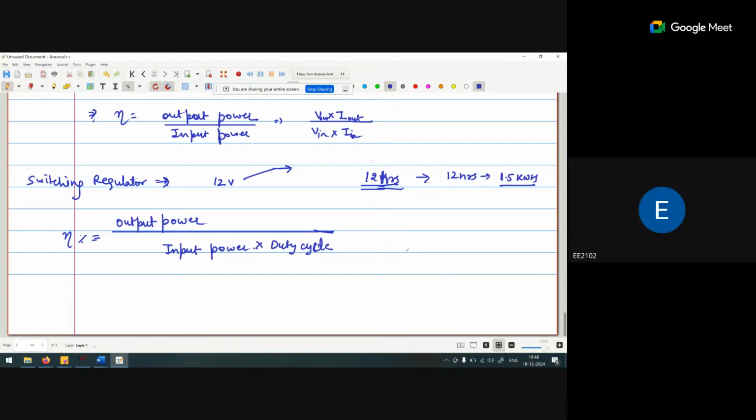So the difference between the linear regulator and the switching regulator is that there is one major effect of the duty cycle, and due to this duty cycle, the efficiency increases. The efficiency increases because, as we know, for the ideal case or for certain cases the duty cycle is 1, otherwise the duty cycle is less. That will increase the efficiency. That is all about the switching regulator.